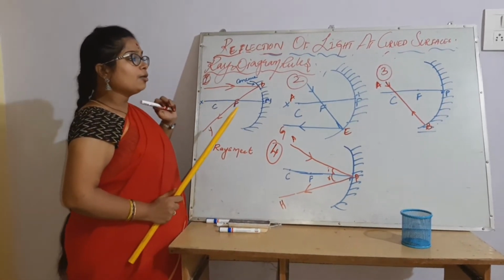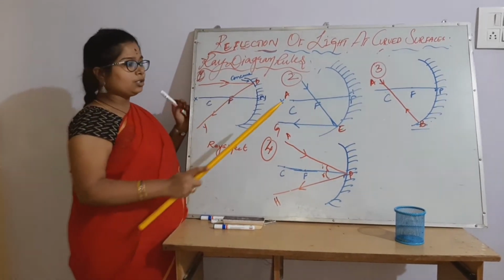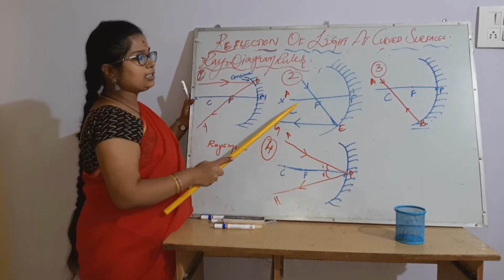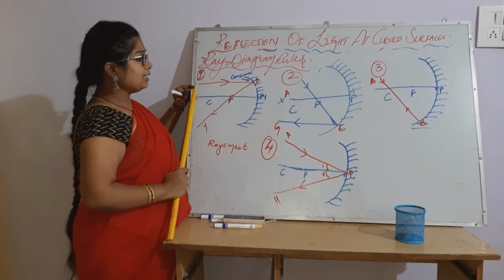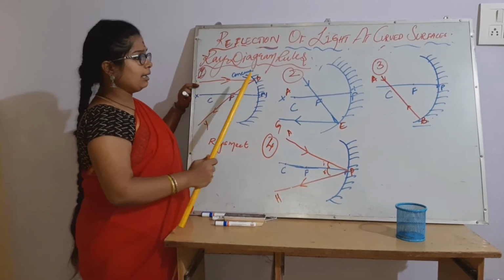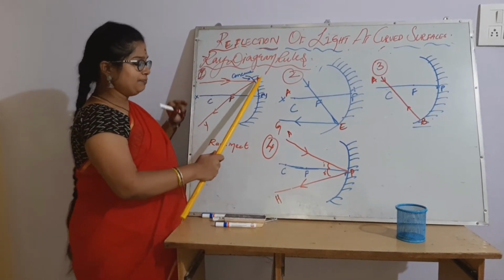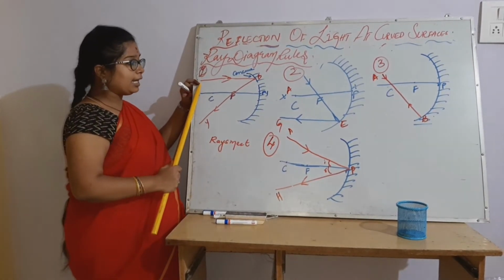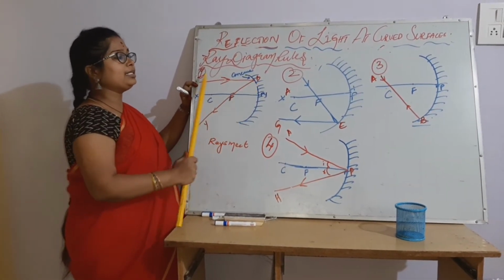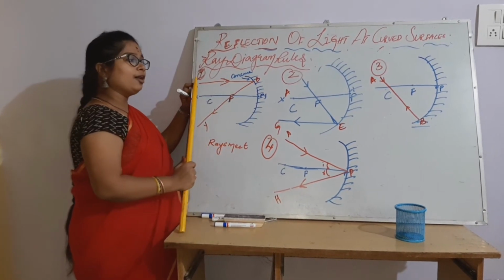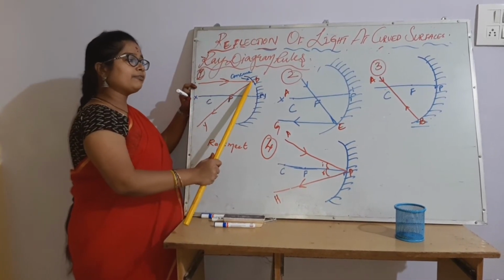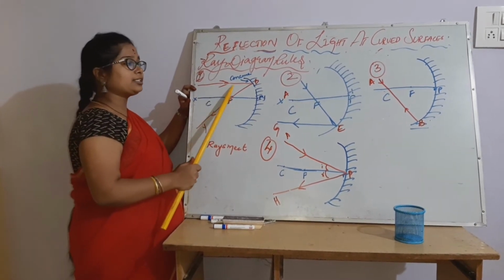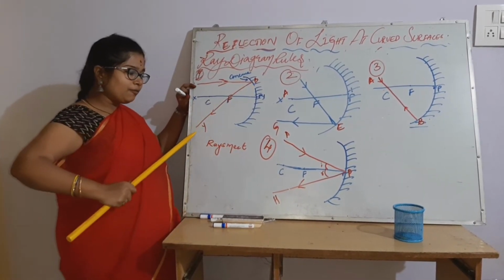And rule 2. This is a concave mirror: pole, focus, center of curvature. See, here AB is an incident ray and BY is a reflected ray. So when a ray is falling on the mirror parallel to the principal axis, it passes through the focus.